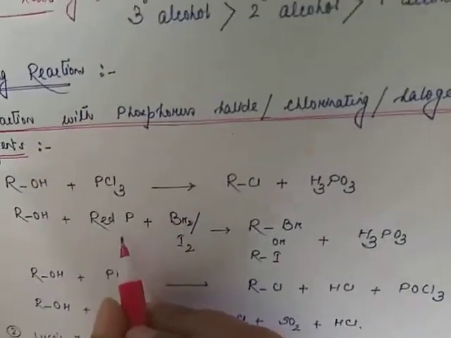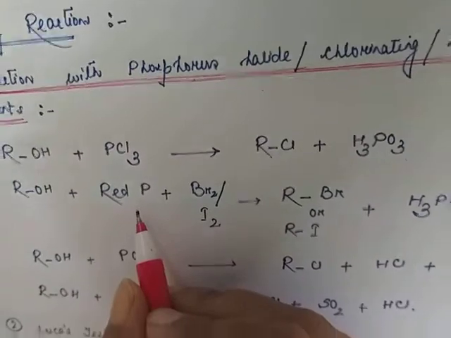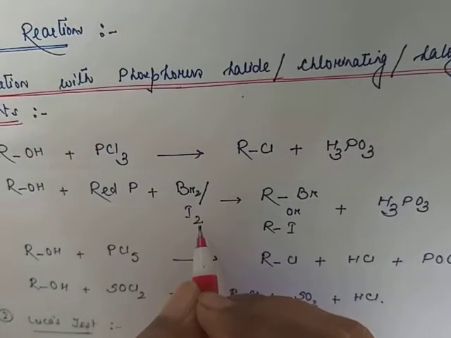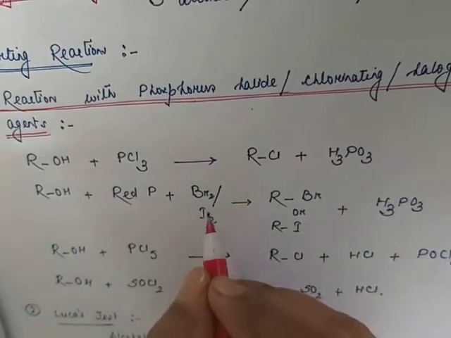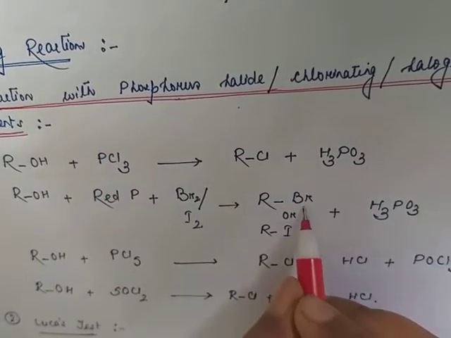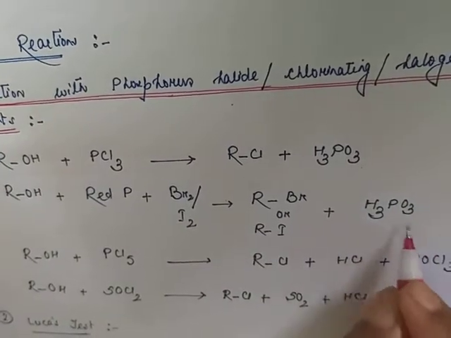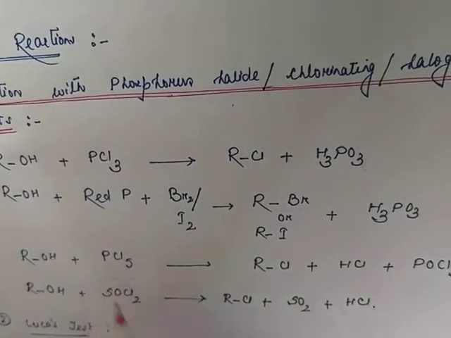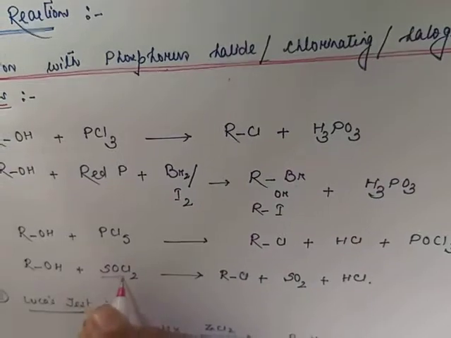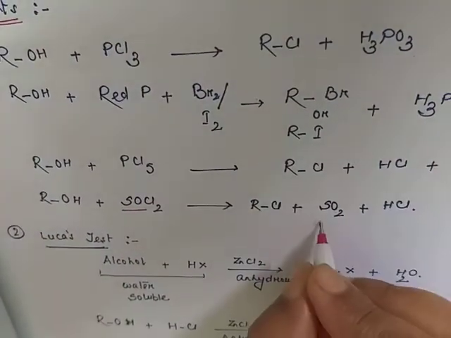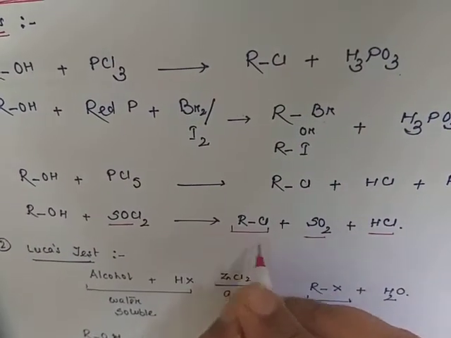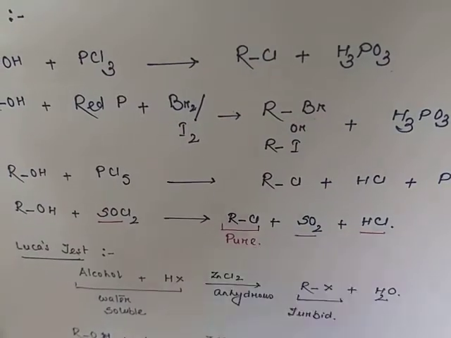PBr3 or PI3 is bulkier and therefore not stable due to steric factors. Therefore, we are supposed to prepare PBr3 or PI3 in situ. For this, we take red phosphorus and bromine, or red phosphorus and iodine, where RBr or RI is formed along with again H3PO3. When PCl5 is used, the side products are HCl and POCl3. But we know the best chlorinating agent is still thionyl chloride, because this leads to escapable gases as the side product, and the RCl we are getting is in the purest form.